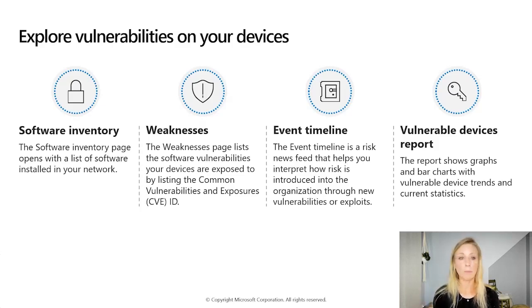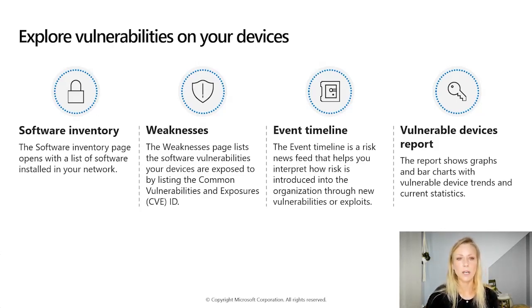So lastly here, we have the vulnerable devices report. There's going to be 2 columns in this report, along with some really great visual graphs and bar charts. We're going to show you trends over time. This can be broken down by the past 30 days, the past 3 months, 6 months, or a custom date range of whatever you need to see, or even today if you just need to see current information.